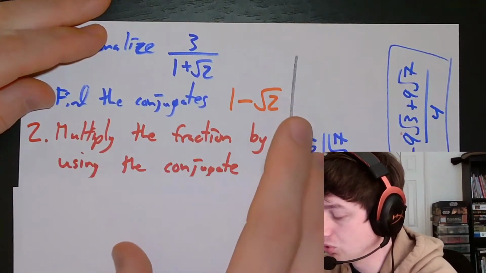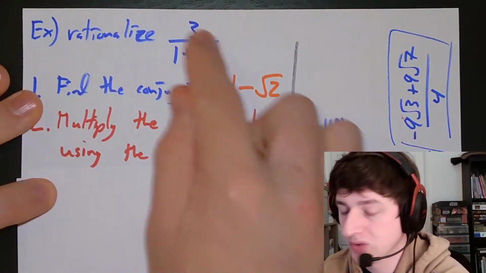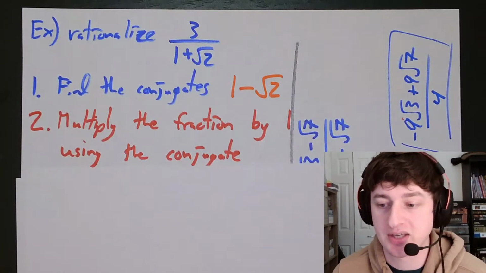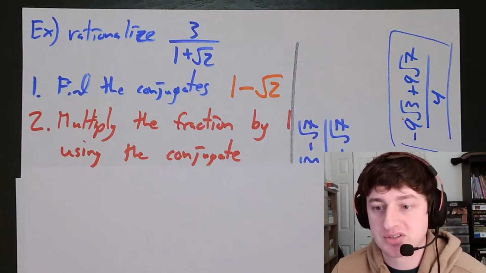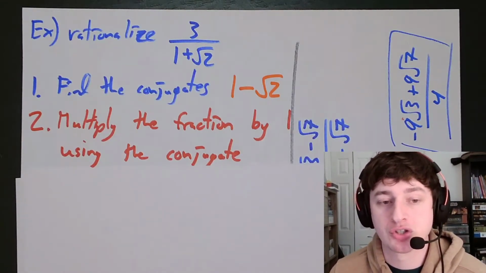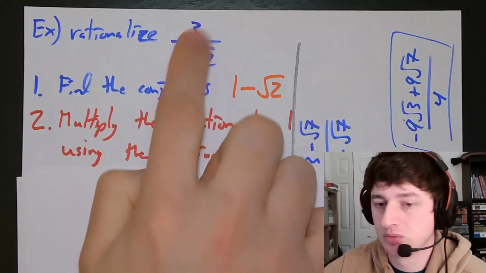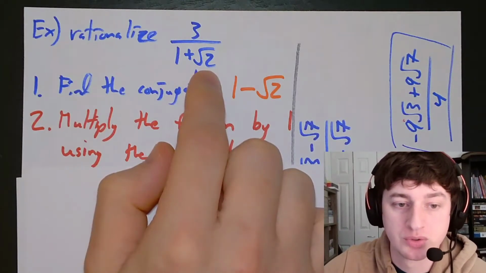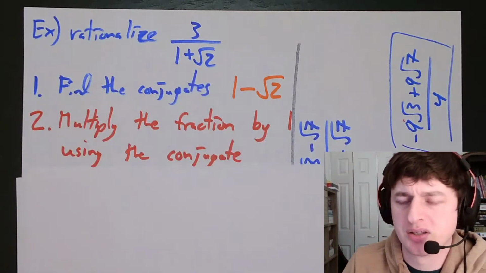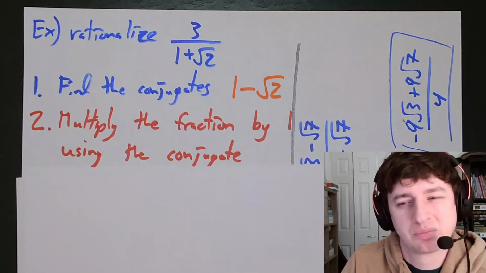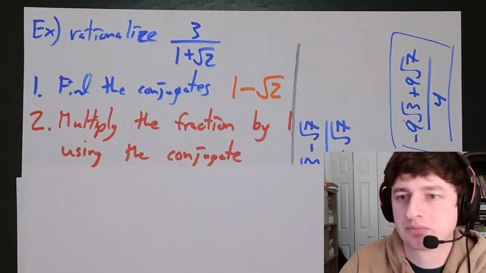Okay, and then you're going to multiply the fraction, this original thing, by 1. We don't want to change its value. The value needs to stay the same, but we want the numbers to look different. So our goal is to keep this value, whatever 3 divided by 1 plus the square root of 2 is. It's probably 0.9, 0.8, I don't know.